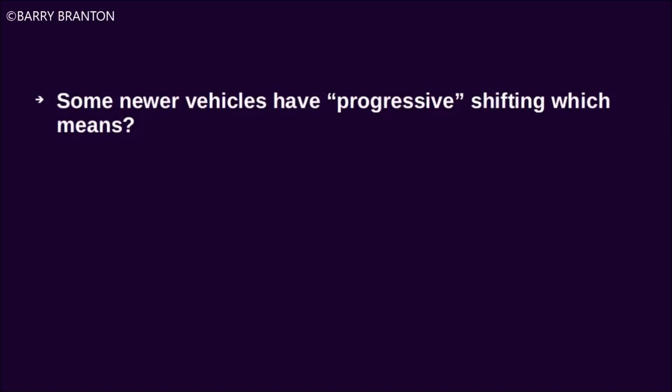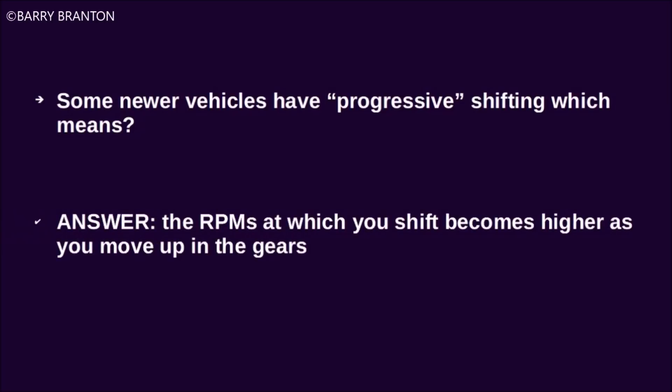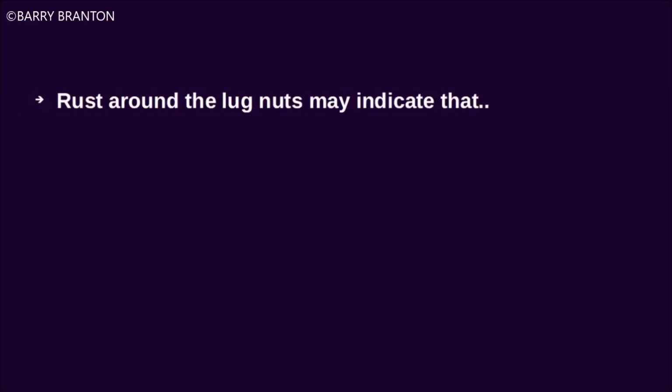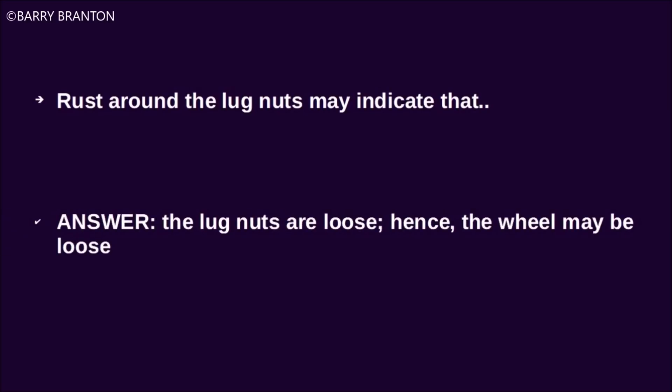Some newer vehicles have progressive shifting, which means the RPMs at which you shift become higher as you move up in the gears. Rust around the lug nuts may indicate that the lug nuts are loose, hence the wheel may be loose.